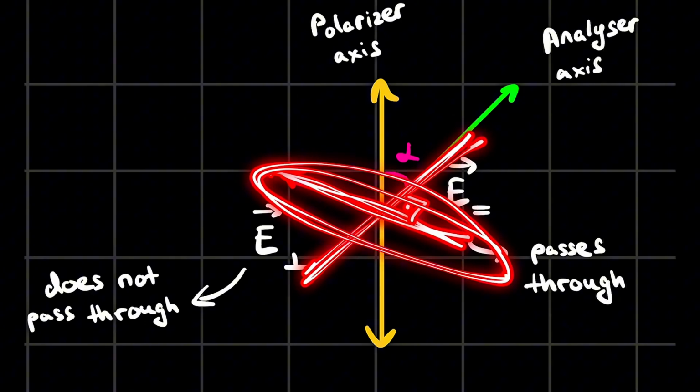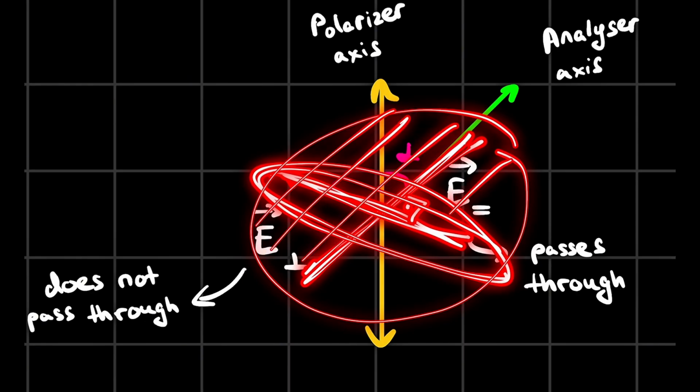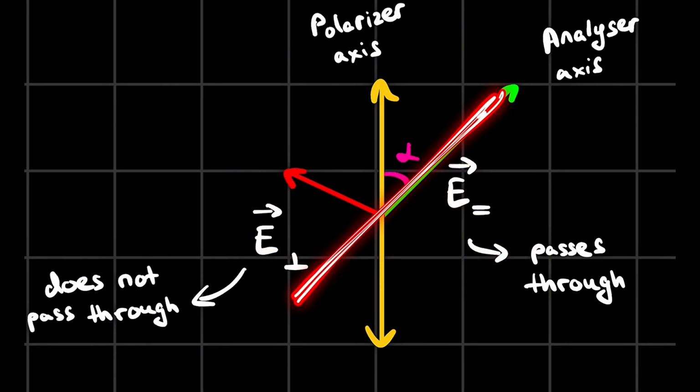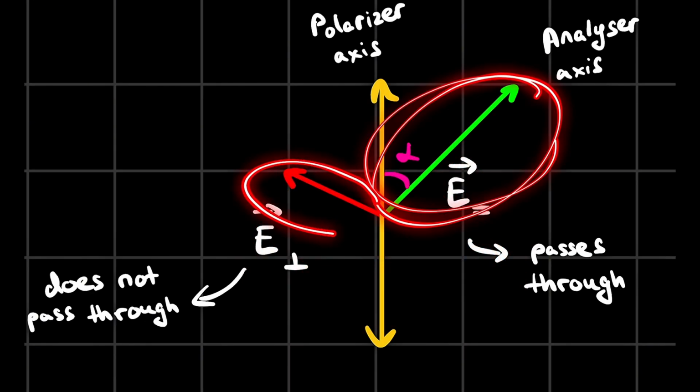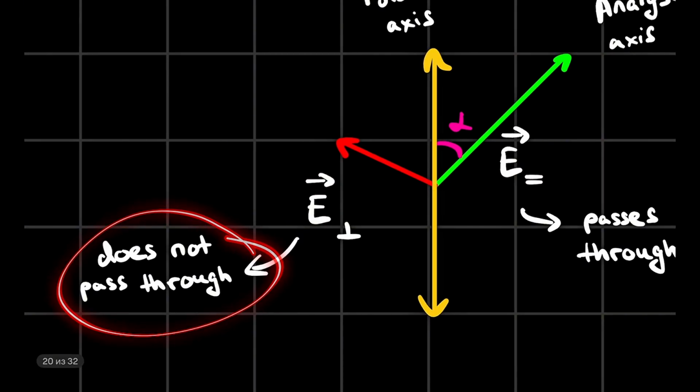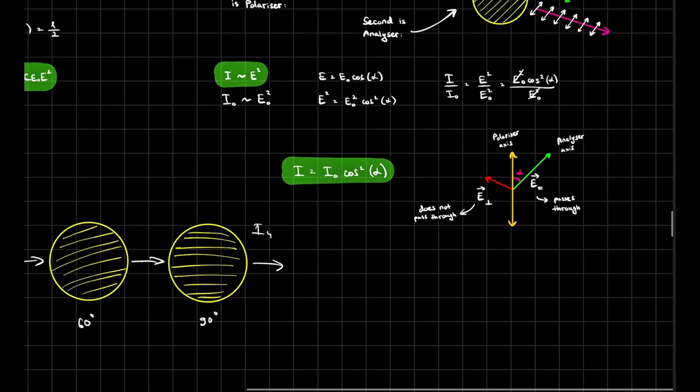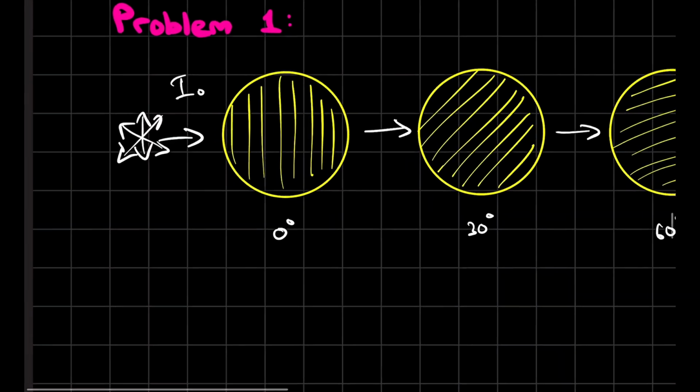But this component cannot pass through because the Polaroid itself looks like this. Only this axis can pass through. That's why this is green and this one is red. It does not pass through, and this one passes through. Okay, good. Let's try to solve problems so you understand it better.